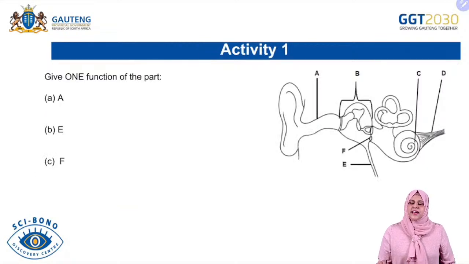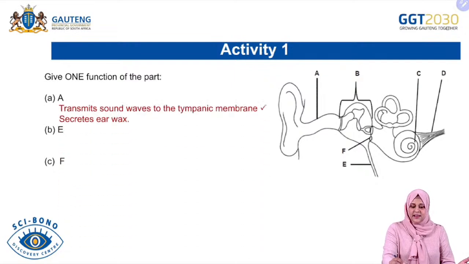Right, we're going to now look at an activity. So let's look at the structure of the ear. This is a typical exam question, a typical diagram of the ear that you could get in the exam. And it says give one function of part A. But you can only give the function if you know what part A is. Right, so part A we'll say is the auditory canal, right? And the auditory canal then transmits waves to the tympanic membrane here, or we could say it secretes ear wax, right? That would also be marked correct.